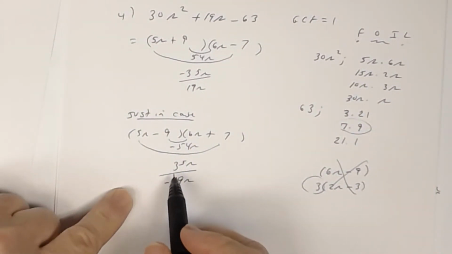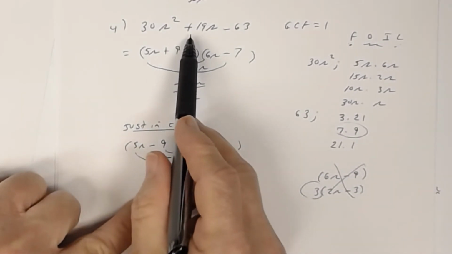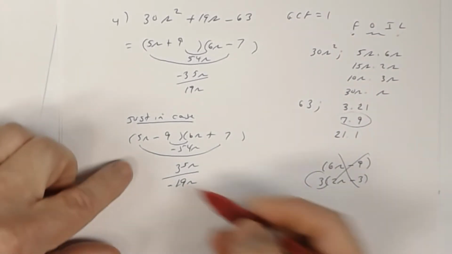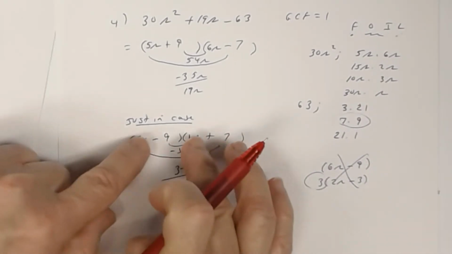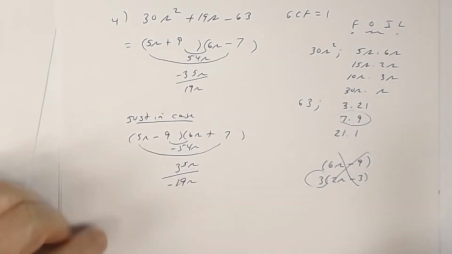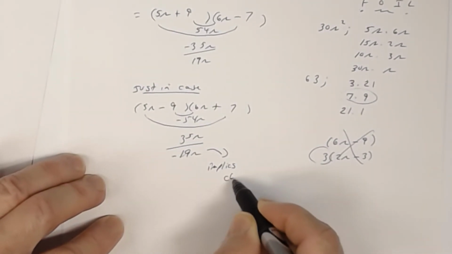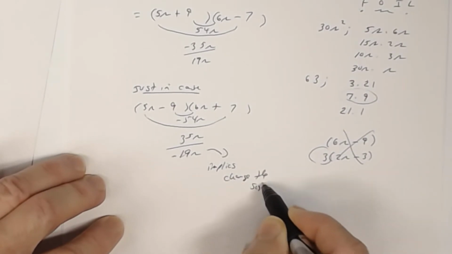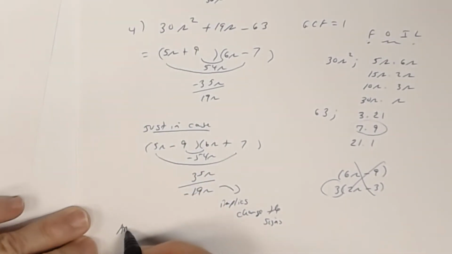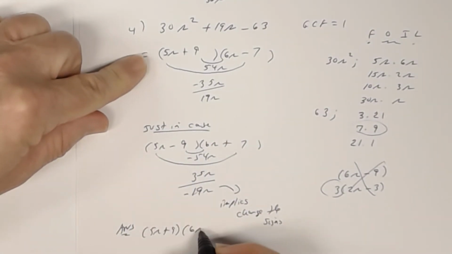Okay, so I want you to remember this now. We talked about this in our lessons. A negative 19s is what I have. This is what I wanted. So those are opposites. Since those are opposites, all I need to do is change the sign. So all I would do to make it right is I would come back and make this a positive and this a negative, and that's what it was. Okay, so remember, all this implies change the signs. And then the answer for our problem here would be 5s plus 9 times 6s minus 7.